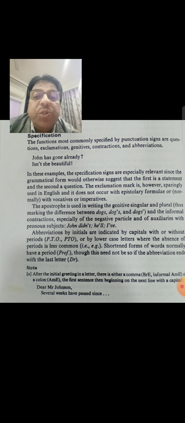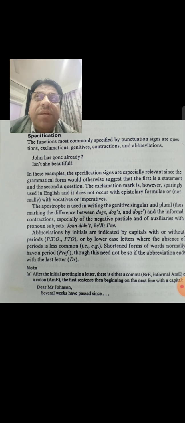So the first example, John has gone already? By appearance, it seems that this is a statement and not a question. But when we use it to seek information, our tone is rising. John has gone already? So we want a confirmation. We want an answer whether John has gone or he is still there. So this is the reason we use a question mark after statements of this type.